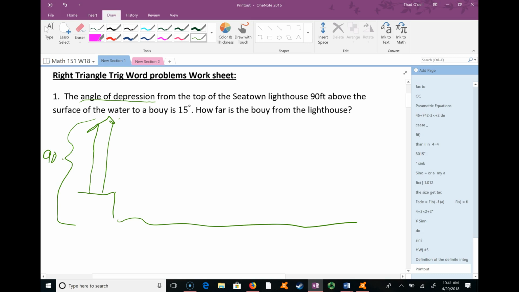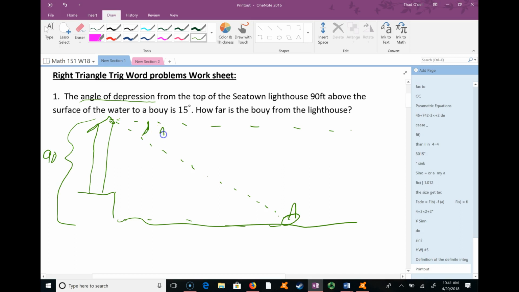And the problem says the angle of depression. So this is a vocabulary word. If you draw a line of sight from the top of the lighthouse down to the buoy, this is my buoy, isn't it cute? This line here is called the line of sight. There's something called an angle of depression and an angle of elevation. The angle of depression is from the perspective of the top thing that's looking down. The angle of elevation is from the perspective of the lower thing looking up. And the angle of depression and angle of elevation is always between the line of sight and a horizontal line. So the angle of depression is this angle right here.